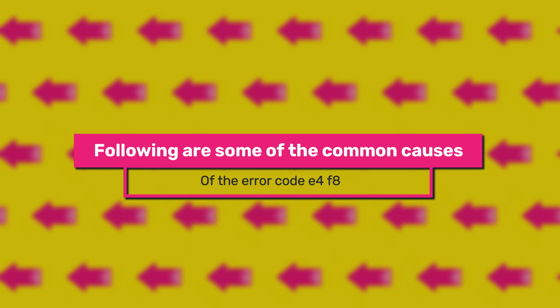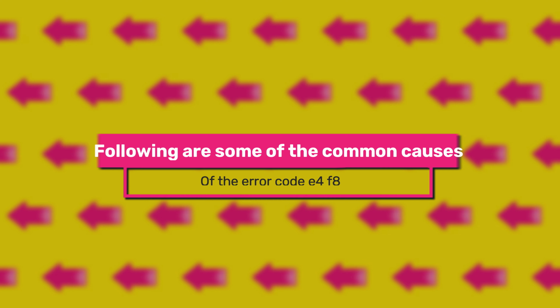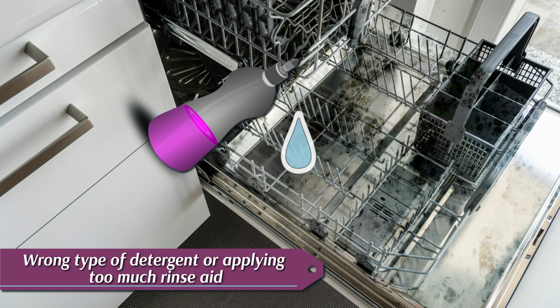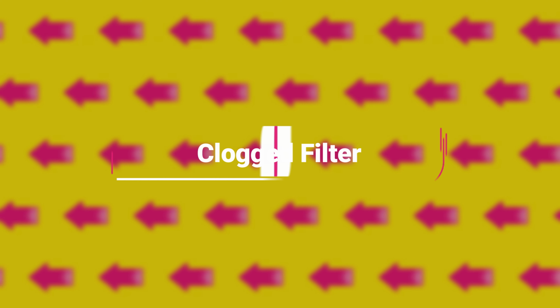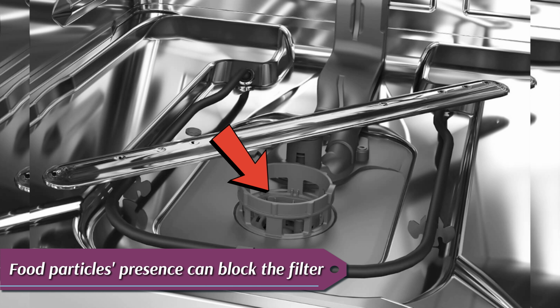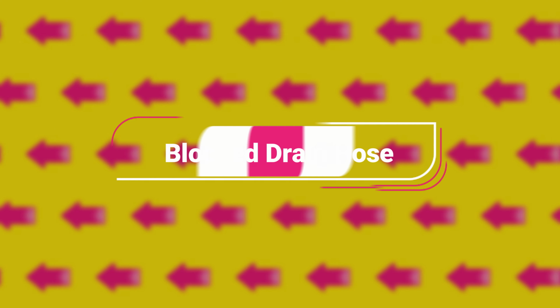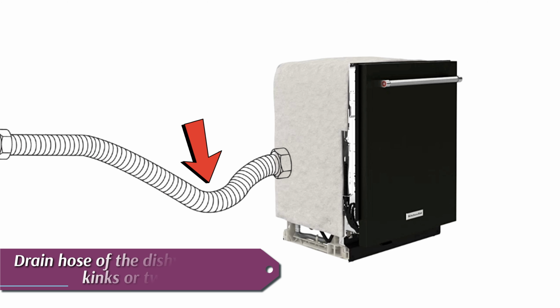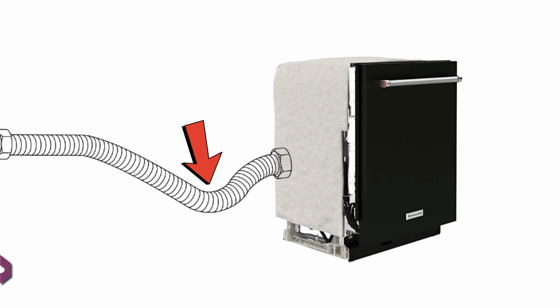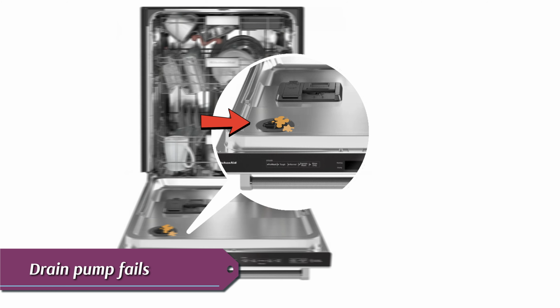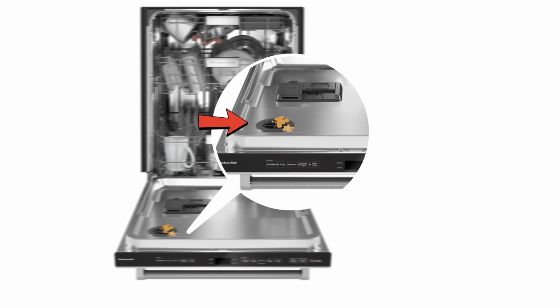The following are some of the common causes of the error code E4F8. Excessive suds. Excessive suds can result from the wrong type of detergent or applying too much rinse aid, causing the error. Clogged filter. Food particles can block the filter, interfering with proper drainage and causing the error. Blocked drain hose. If the drain hose of the dishwasher has kinks or twists, then the water will not drain as it's supposed to, causing the error. Faulty drain pump. The error can also occur if the drain pump fails, leading to drainage problems.